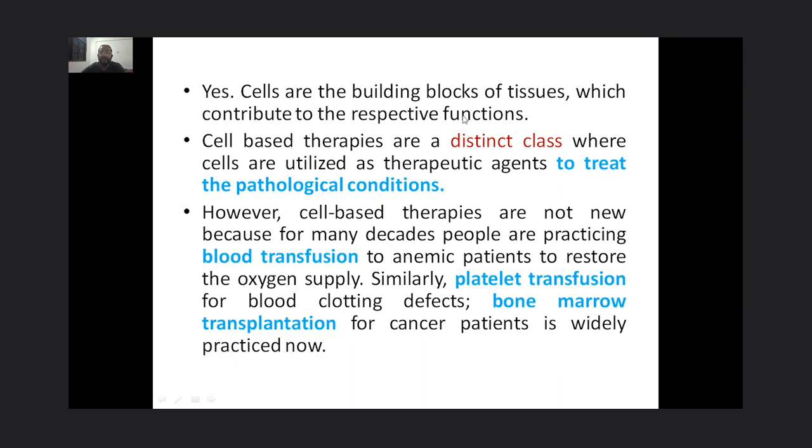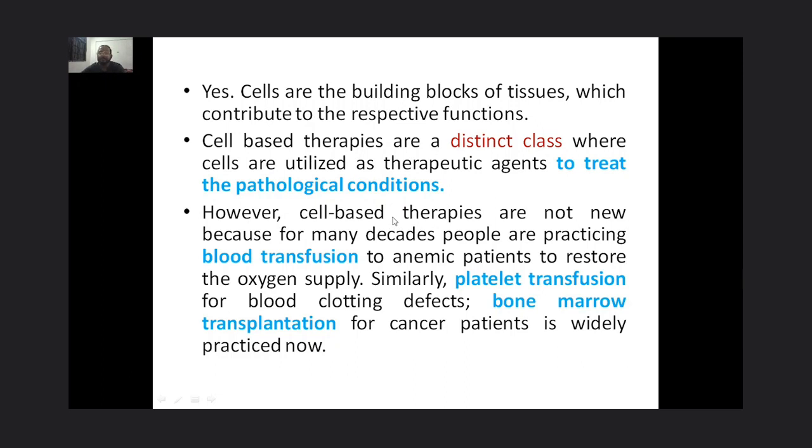How? The cells are the building blocks of the tissues, right? They contribute the respective functions. If any functions are lacking, that means the tissues are not working, that means the cells are not functioning. So you replace the non-functional cells with functional cells, so the tissues will work and the respective function will be restored. Cell-based therapies are a distinct class where cells are utilized as therapeutic agents to treat pathological conditions.